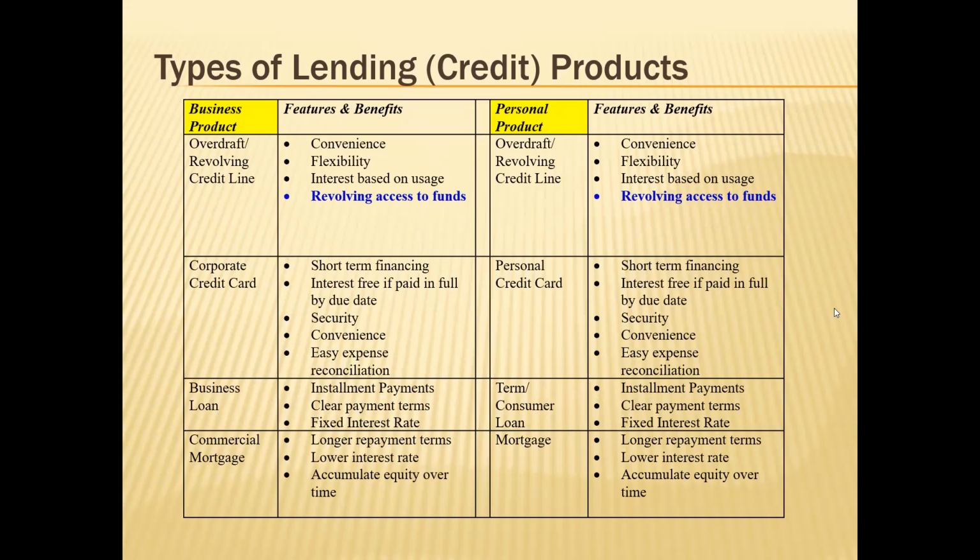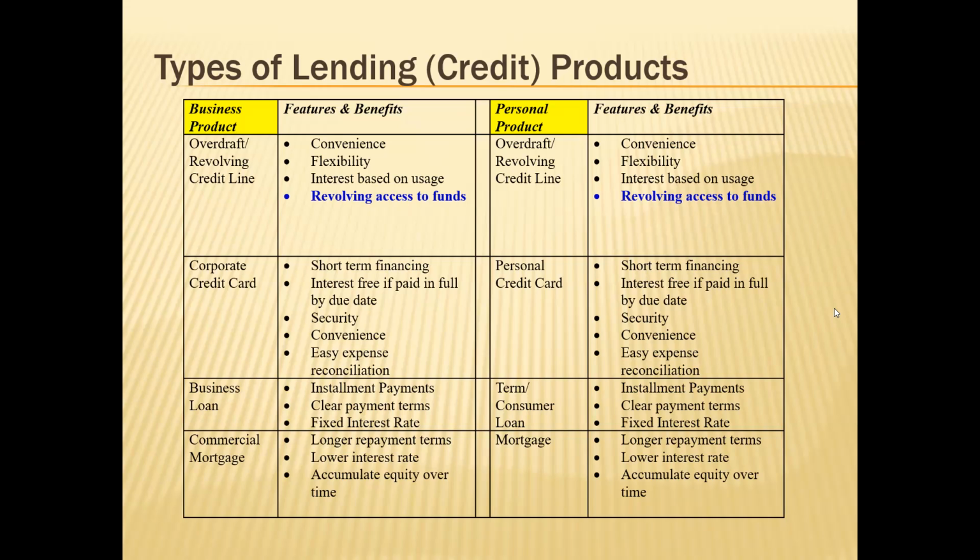The interest is based on usage. If you don't use it, there's no interest charge. If you use it, you'll be charged the amount of interest based on the overdrawn amount. So if you have a $500 limit, you only go overdrawn by 100. The interest will only be on that 100, not the $500.